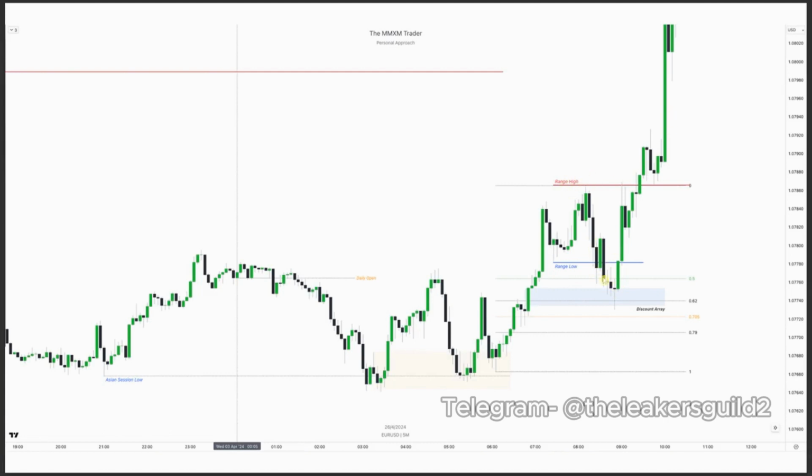And we can see that over here we dip back into that fair value gap, into the retracement level, and then this classic buy day should expand higher and go for that buy side liquidity.